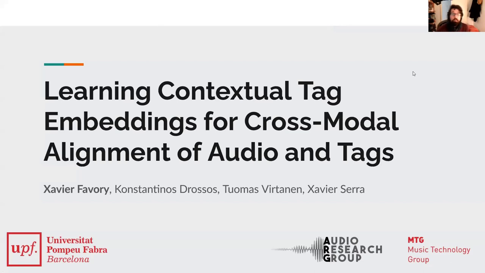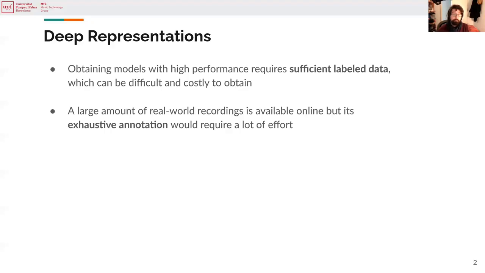Hello everyone, in this video I will present you the paper entitled Learning Contextual Tag Embeddings for Cross-Modal Alignment of Audio and Tags. So a bit of context, nowadays deep learning has enabled us to train models that achieve very high performance, but they require a sufficient amount of labeled data, which in some cases can be difficult and costly to obtain. Luckily, we have nowadays access to a large amount of real-world recordings online, but annotating it exhaustively would require a lot of effort.